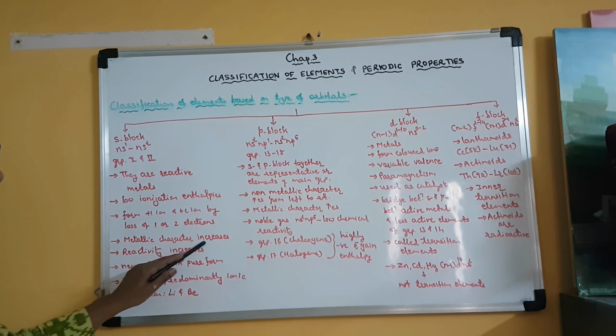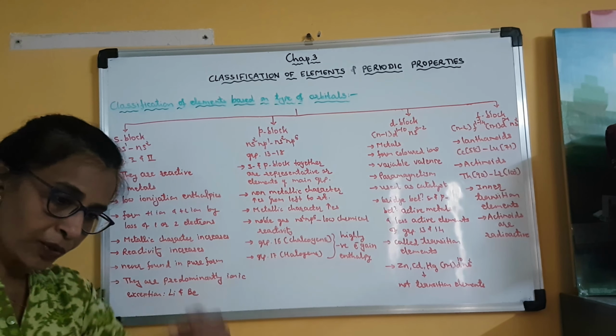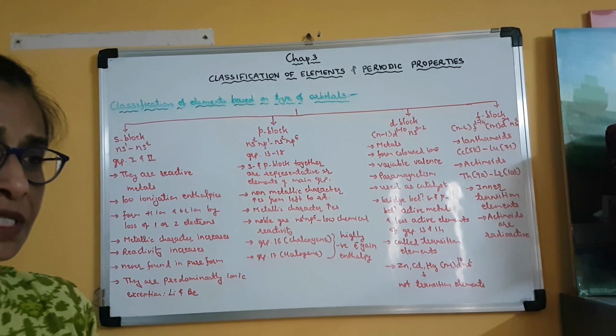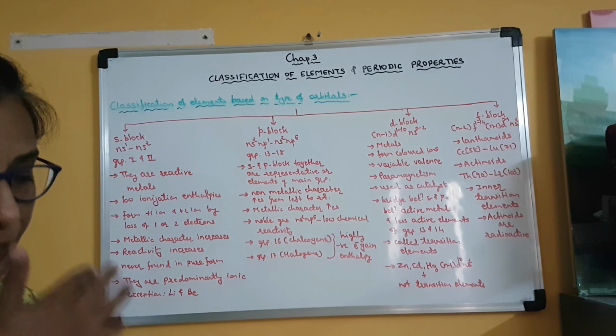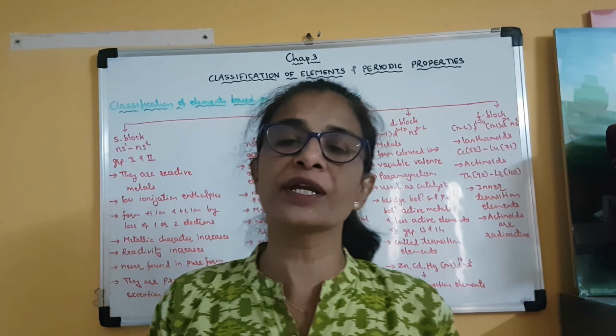Then their metallic character increases when we go down the group. Clear? That we will discuss afterwards. But when we go down the group, there is always an increase in metallic character. So if we take the first group elements, that is lithium, sodium, potassium, rubidium and cesium.